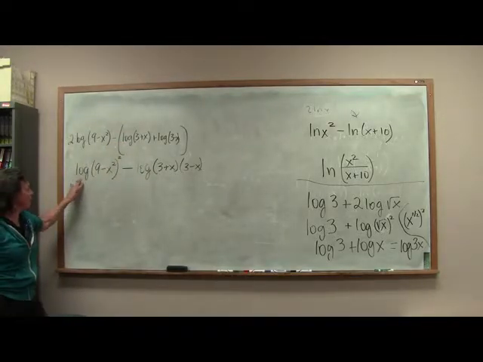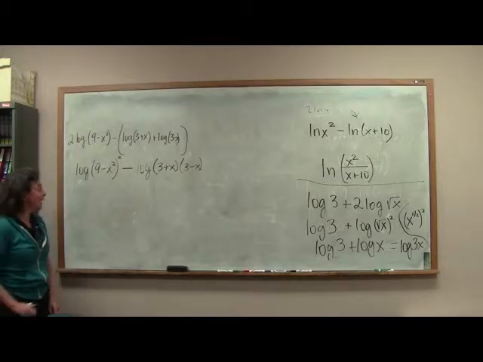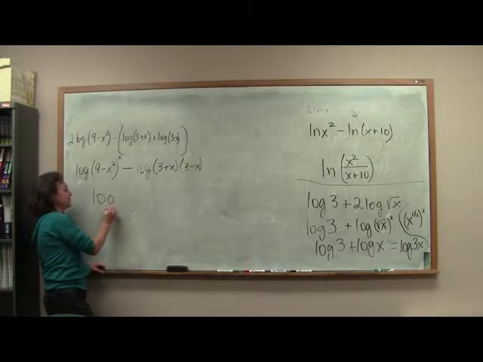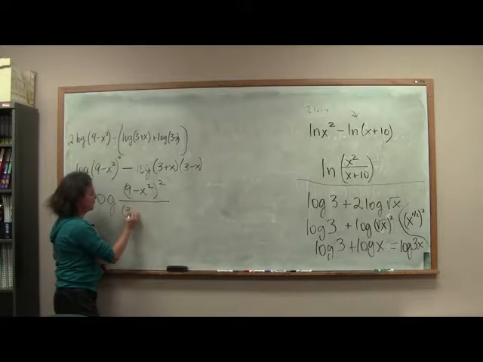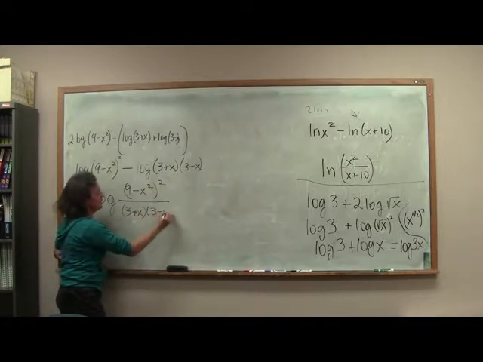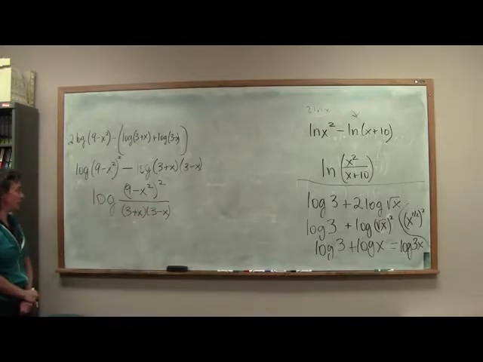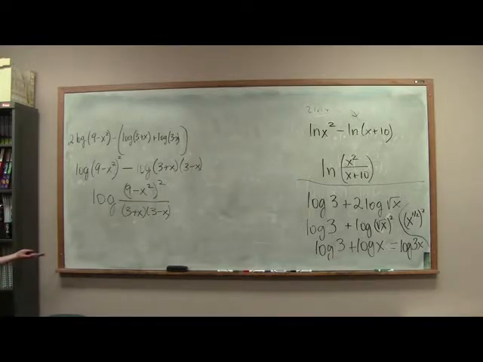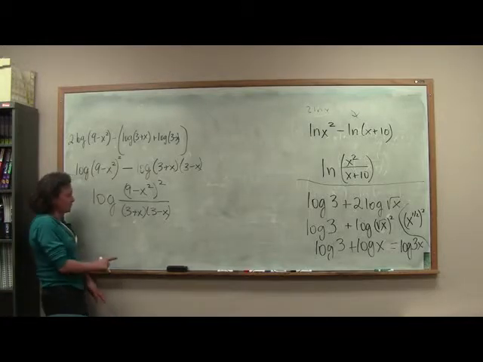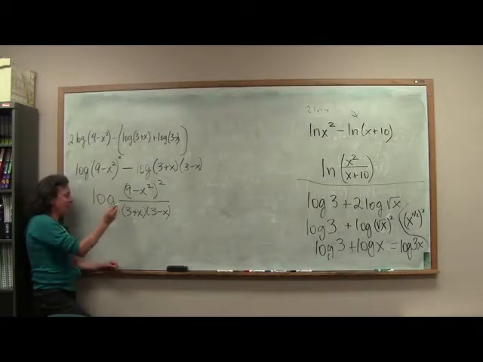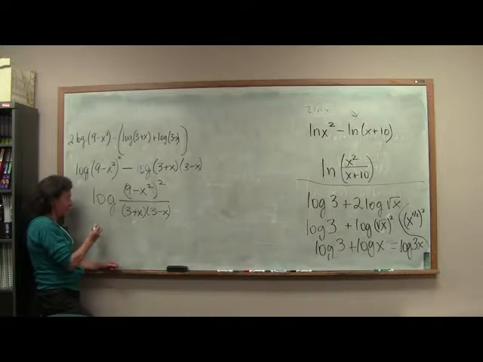Now I have the log of this minus the log of that. So I can write that as a single log because I have (9 minus x squared) squared in my numerator. And then I have (3 plus x)(3 minus x) in my denominator. Okay? Now, if this wasn't beautifully factorable, we would be done. But I need to point out something here. We can actually simplify this further.